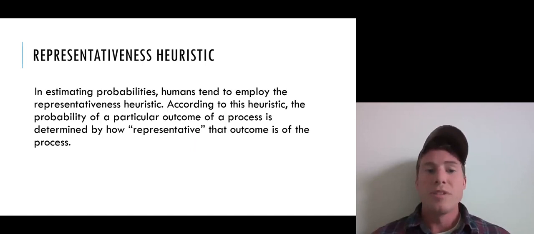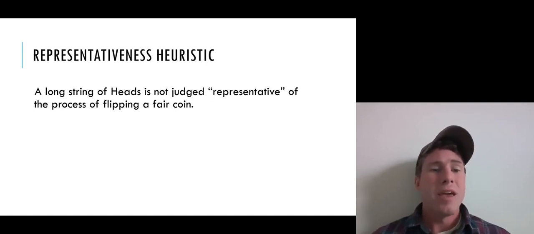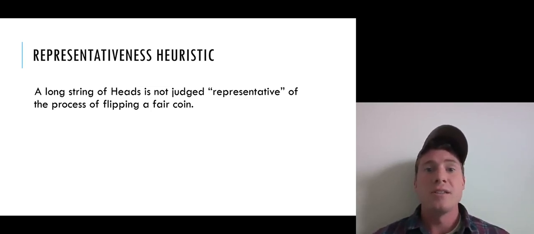So what is the representativeness heuristic? Well, it's a rule of thumb, and we tend to use it when we're estimating probabilities. So according to this heuristic, the probability of a particular outcome of a process, like the process of flipping a coin a bunch of times, is determined by how representative that outcome is of the process. Okay? So in the coin flipping case, a long string of heads is not judged representative of the process of flipping a fair coin. Because if we're flipping a fair coin, we associate that with evenness, right? Evenness between heads and tails.